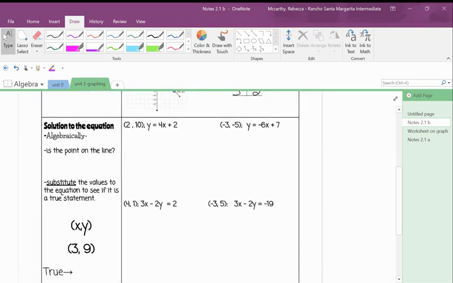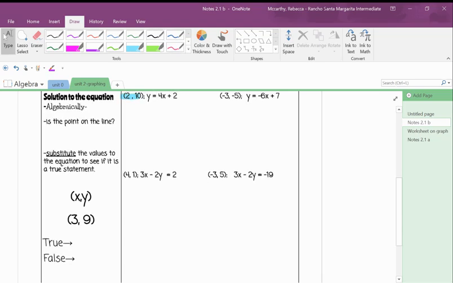I could check if it is algebraically. We've had some experience with this, and now I'm formalizing this. So I'm looking at, is the point on the line? I'm checking to see, is this point on this line if I were to graph it? So algebraically, I'm just going to substitute my values.